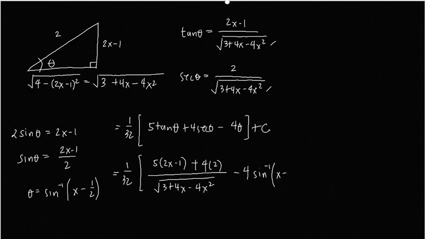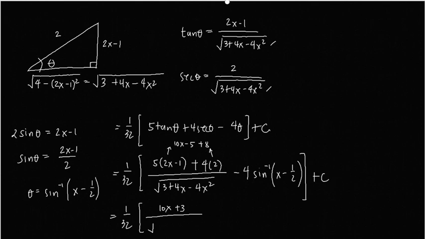So this one is arc sine of x minus 1/2 plus c. Okay, so we have here actually 10x minus 5 plus 8. So 10x minus 5 plus 8 is actually equal to what? This is 1 over 32 times 10x, then 8 minus 5 is 3. So the next plus 3 is in the numerator.